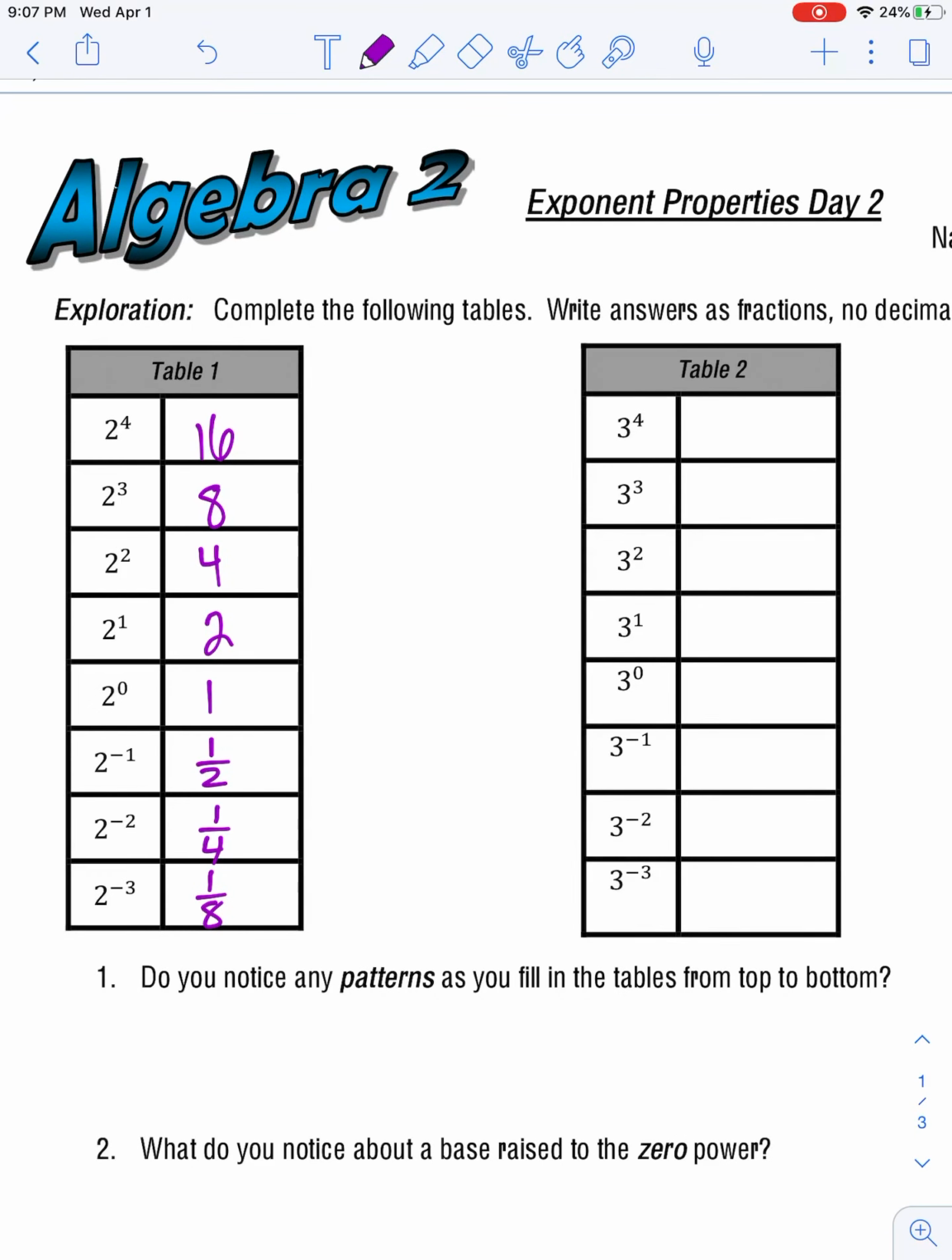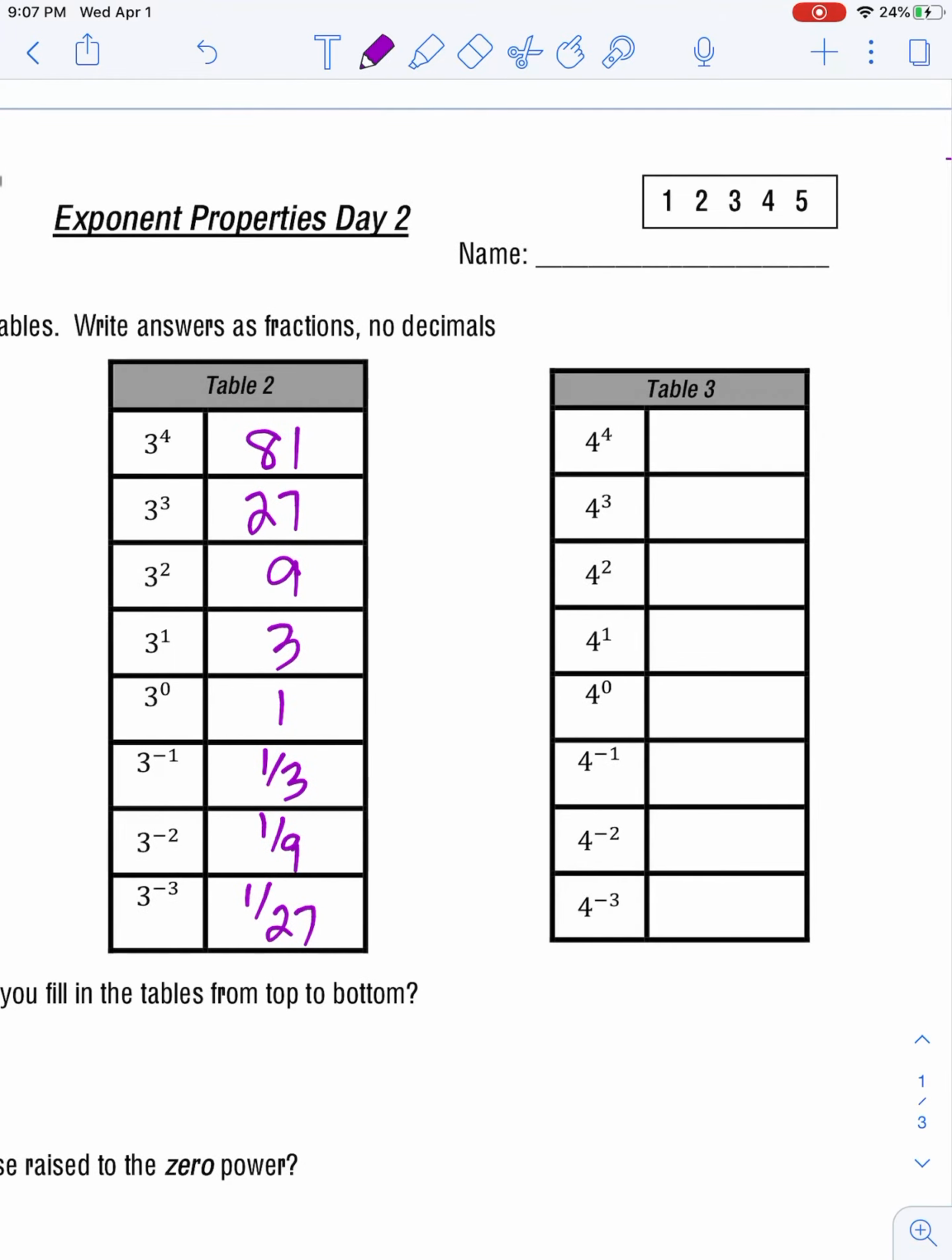In table 2, the correct values going down this table should be 81, 27, 9, 3, 1, 1/3, 1/9, 1/27. And in the last table, with all of our bases being a 4, 4 to the 4th power is 256, 4 cubed is 64, 4 squared is 16, 4 to the 1st power is 4, 4 to the 0 power is 1, 4 to the negative 1 is 1/4, 4 to the negative 2 is 1/16, and 4 to the negative 3 is 1/64.